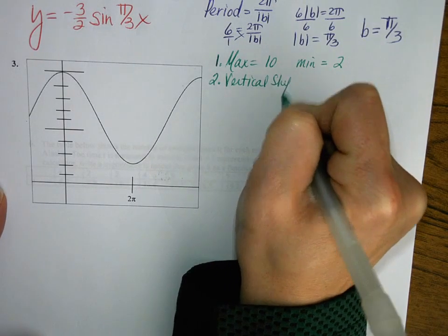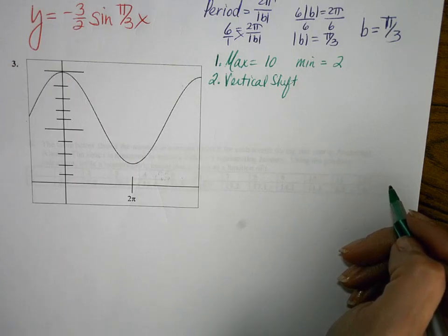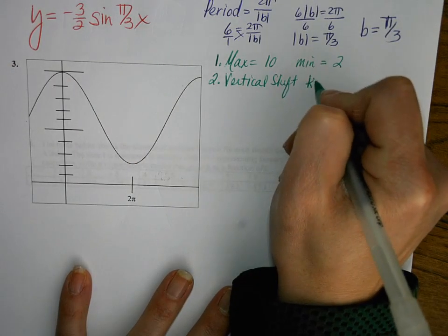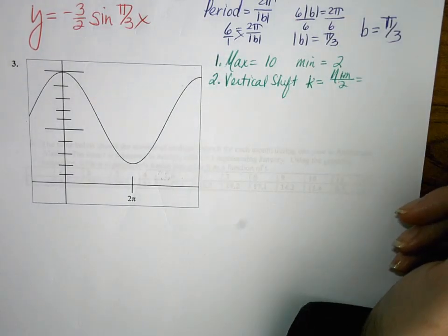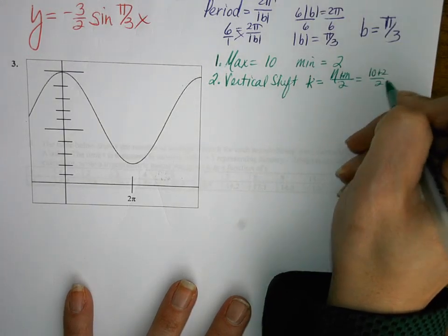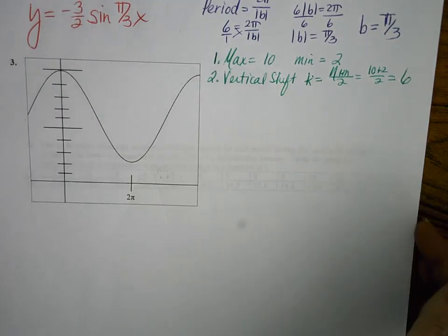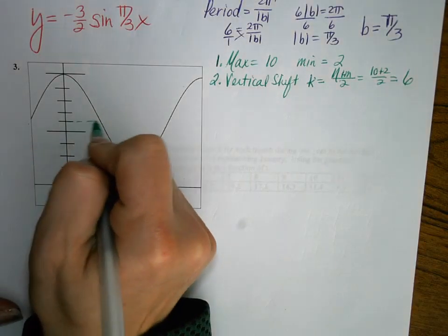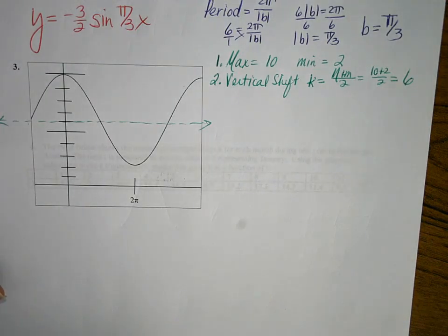I mean, you can see that. It's not above or below the x-axis anymore. It definitely has been shifted up. We need to figure out how much it's been shifted up. So my K value is always the max plus the min divided by 2. All right. So my max is 10 plus 2 divided by 2 is 6. Notice it's been shifted up 6, because if I go up 6 and I make a horizontal line at 6, does that cut my graph in half? It better. That horizontal line cuts that graph in half.